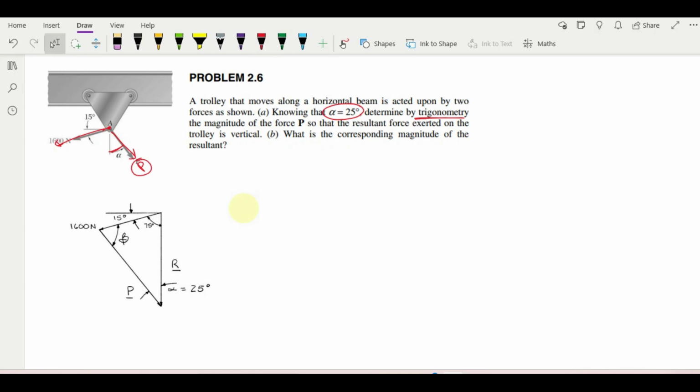These two forces, 1600 Newton and P, there will be a resultant force of these two, and this is acting vertically. What is the corresponding magnitude of the resultant? What is the value or the magnitude of this resultant force? We can draw a parallelogram here. Just draw a parallelogram.